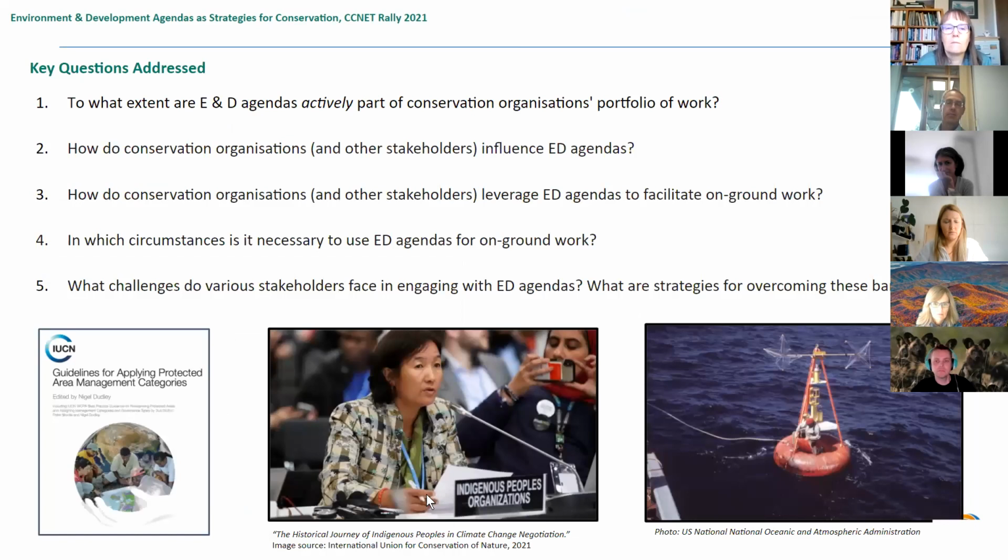Now, next slide, please. Some of the questions that we're addressing in our initiative are: to what extent are these agendas actively being used in portfolios of conservation organizations? How are organizations influencing and leveraging these agendas? In which circumstances is it necessary to use these agendas to push forward your work? And what challenges do various stakeholders face when they use these agendas as their strategies?